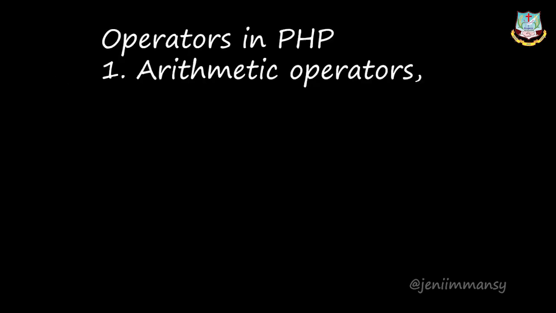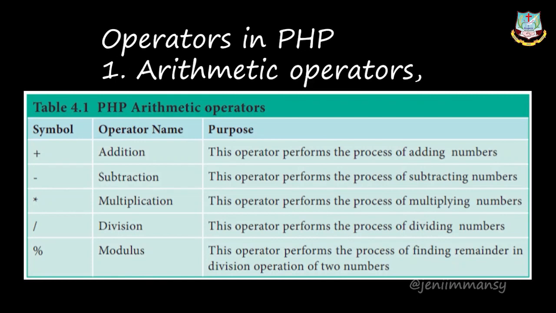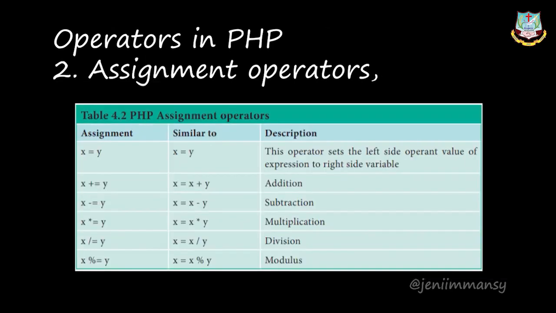Arithmetic operators, as we know, cover arithmetic operations: addition, subtraction, multiplication, division, and modulus. Modulus means when you divide, you get a remainder; if you are taking the remainder, you use modulus. And assignment means equal to: whatever is present on the right side will be assigned to the variable on the left side.